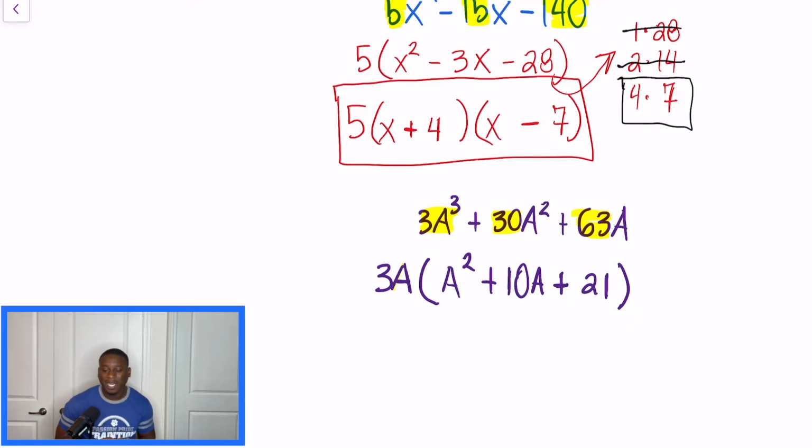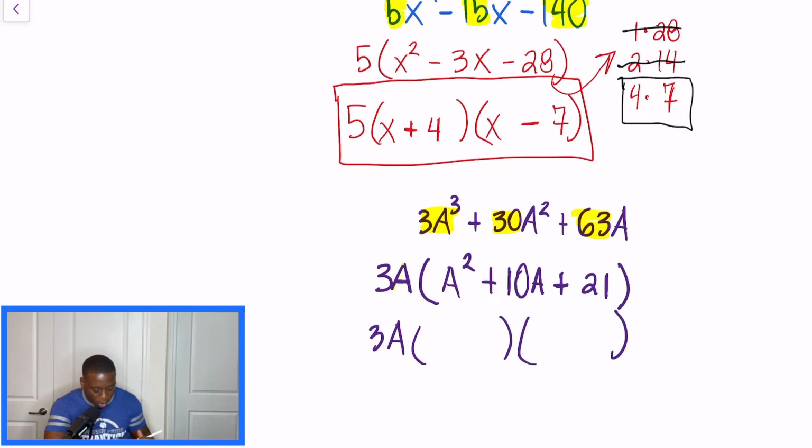So please just understand, guys, when we're talking about the greatest common factor, we could also pull a variable as well. So now we're back to the basics. We're trying to think to ourselves, all right, we know that we're going to get a positive 21 when we multiply and a positive 10 when we add. So that lets me know that both my factors are going to be positive.